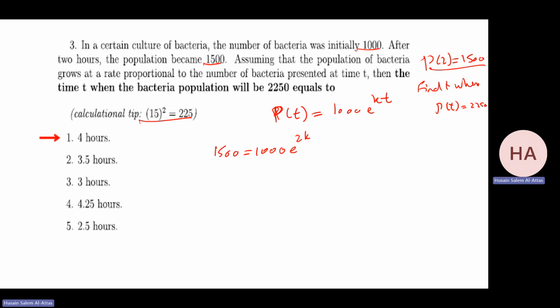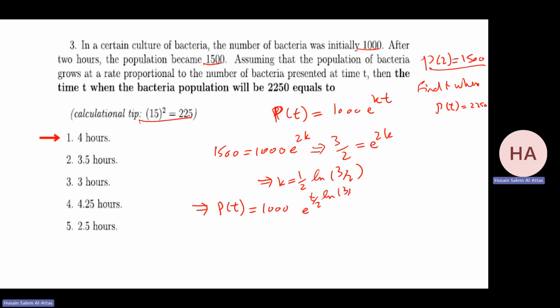Sure, no, I'm not doing any mistake. Okay, so that give me 3 over 2. No, 15 over 10. Yeah, 3 over 2 equal e^(2k). So k is what? Half ln 3 over 2. So P of t will be 1000 e to the power t over 2 ln 3 over 2. Now find this. So I have 2250 equal P of t equal 1000 e^(t over 2 ln 3 over 2).